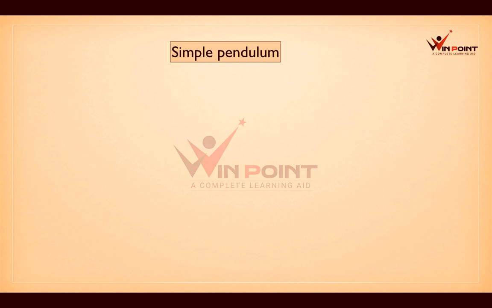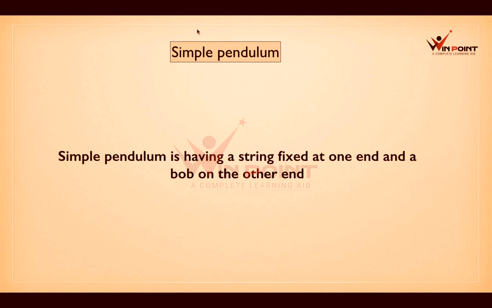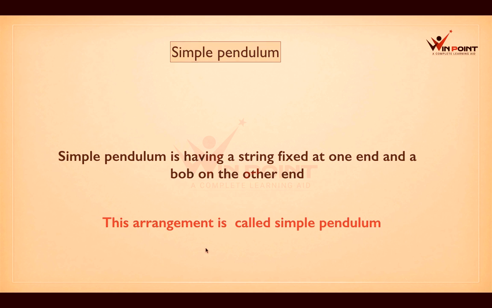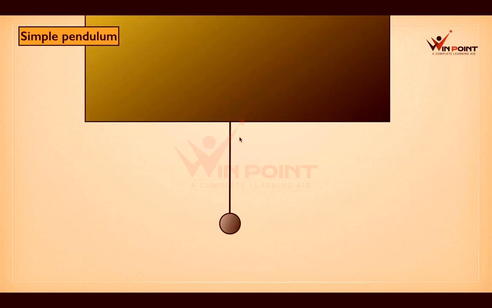Simple pendulum consists of a string and a bob. A simple pendulum has a string fixed at one end and a bob on the other end. This arrangement is called a simple pendulum. So what is a simple pendulum? It is a simple pendulum.